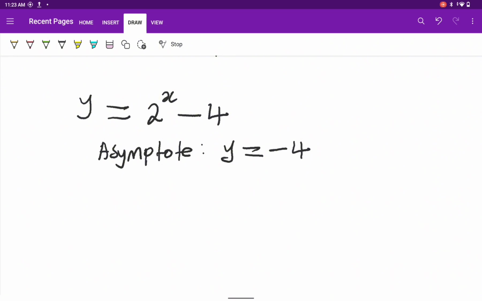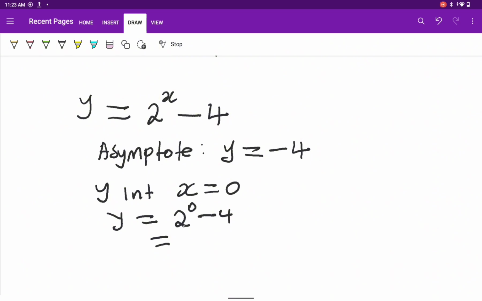And then we get the intercepts. Let's start with the y-intercept. For the y-intercept, we know that the x value is 0. So our y will be 2 exponent 0 minus 4, and 2 exponent 0 is 1, minus 4 is negative 3. So our graph will cut the y-axis at negative 3.